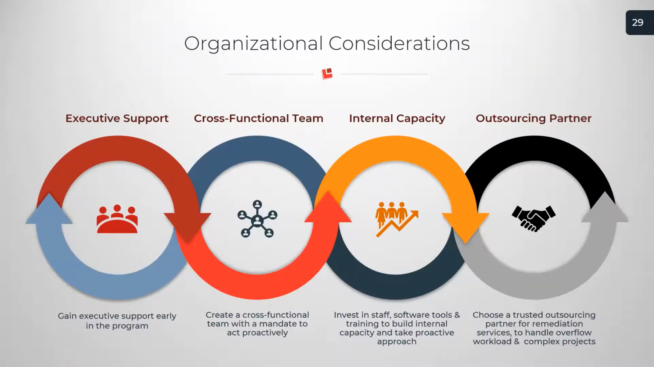So first and foremost, it's crucial to get executive support from your higher-ups in management. If you can get their buy-in early enough, then it makes everything that much easier for you, being proactive with your accessibility, your documents, and making them accessible. Having a cross-functional team, where everybody is working on considering that these documents have to be made accessible, really just allows you to be more proactive.